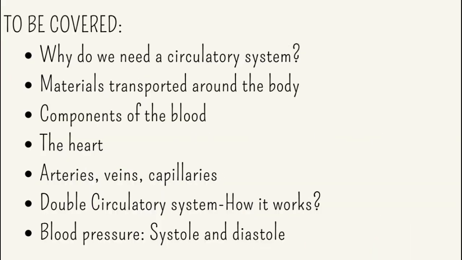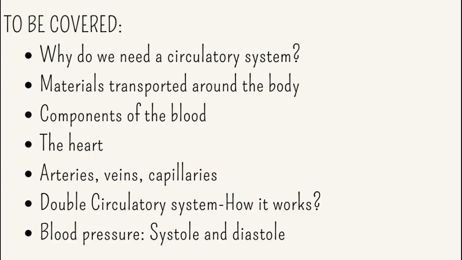So the topics that we're going to go into are, first, why do we need a circulatory system. That's one. The materials that are transported around the body. Then the components of the blood. Then the structure of the heart, the design or outline of the heart. Then blood vessels such as arteries, veins, and capillaries, and the role that they play in all of this.